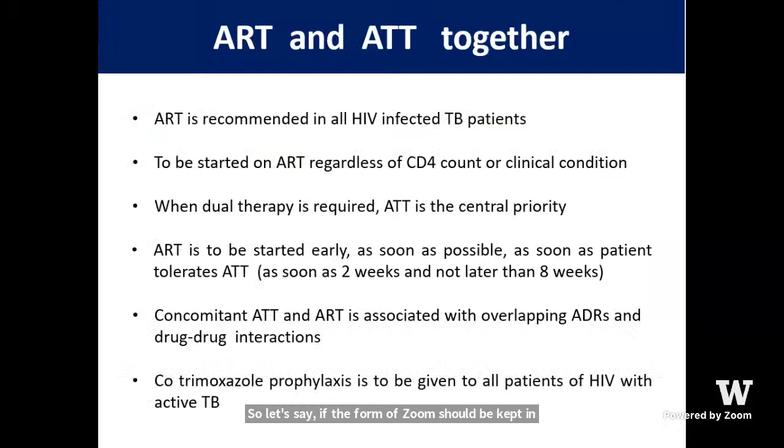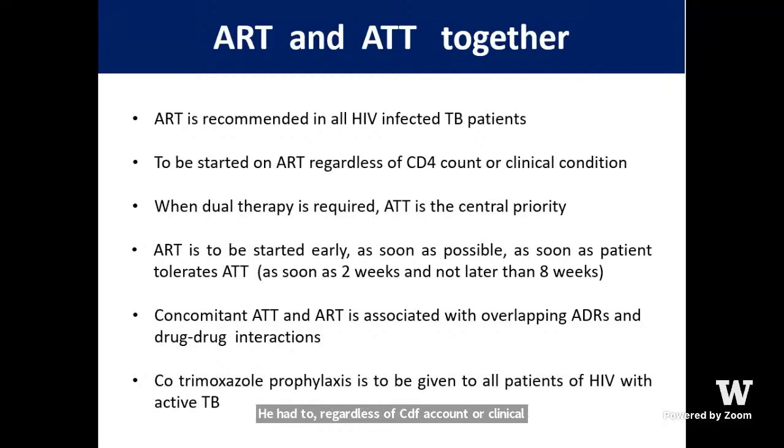So what is the very important thing about the ART and ATT regimens? ART is recommended in all HIV infected TB patients. So once TB comes, means the patient, asymptomatic is stage 1. Pulmonary tuberculosis, we know, is stage 2 and 3. Disseminated TB, we say stage 4. So ART is recommended in all HIV infected TB patients to be started on ART regardless of CD4 count or clinical condition, that has been there for a long time, irrespective, find and treat.